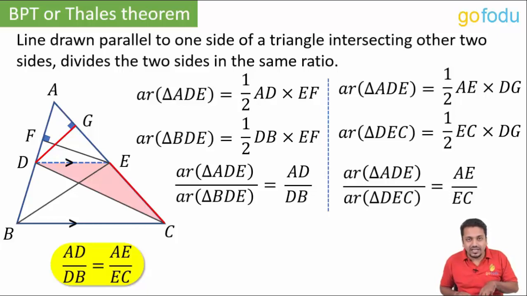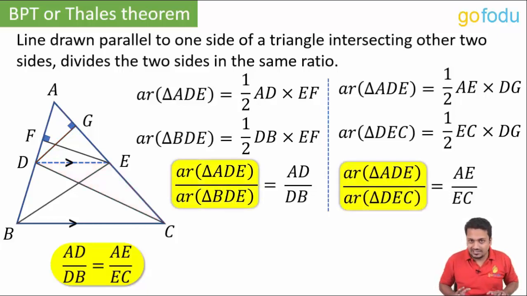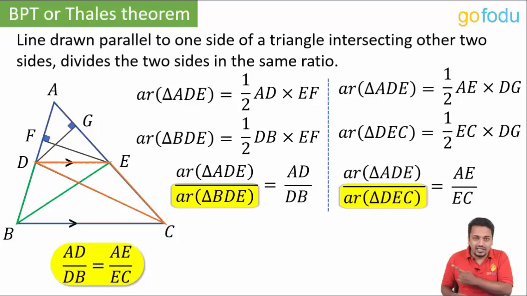Now look at the left hand side of these two end results: area of triangle BDE and triangle DEC. These two triangles are on the same base DE, and between the parallels DE and BC. So triangles on the same base and between the same parallels have equal area. This property we have seen in the previous videos. So area of triangle BDE is equal to area of triangle DEC.